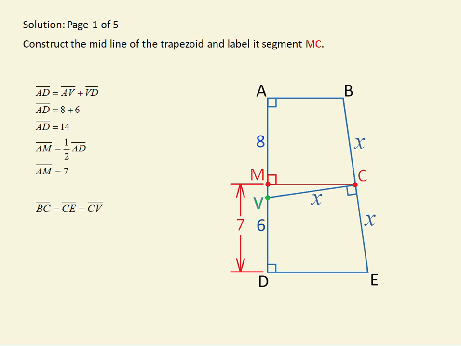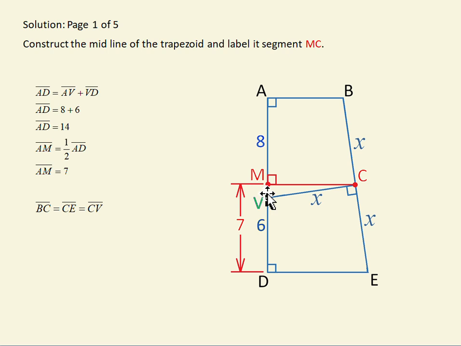AD equals AV plus VD. So we have this whole segment on the left. It's going to be this bottom piece, which is 6, and this top piece, which is 8. They're going to add together to give me 14. And I just showed the midpoint of 7. It'll have a little bit of importance in this proof, but not much.